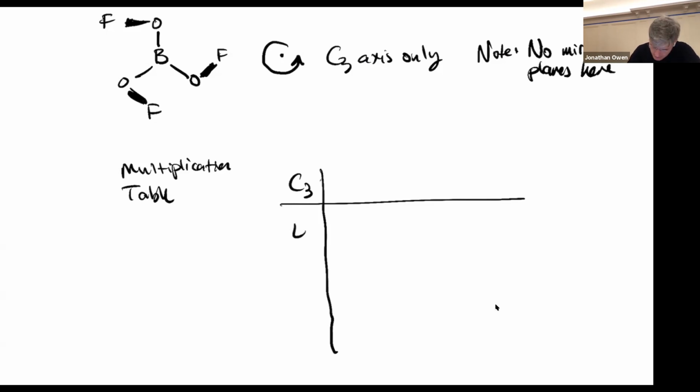Okay, let's start off by just adding our C3 and our E. Now, we all know if you do E times E, you get E back. That's not a big deal. C3 times E, you're just going to get C3 back because the E did nothing. E times C3 is going to give you C3 back. What if you do C3 twice?